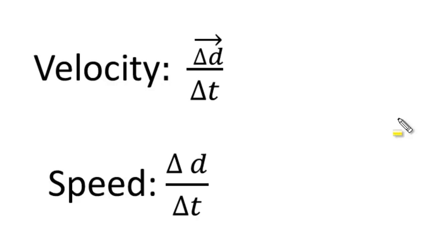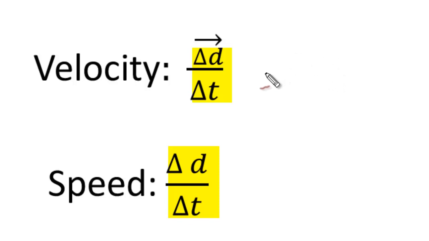But let's take a look at this. Velocity and speed. Well, what's the difference between velocity and speed? If we take a look at our formulas here, they both have a delta D over delta T, which, by the way, what is delta D over delta T? Let's take a look at that.